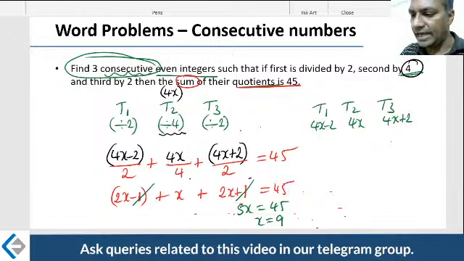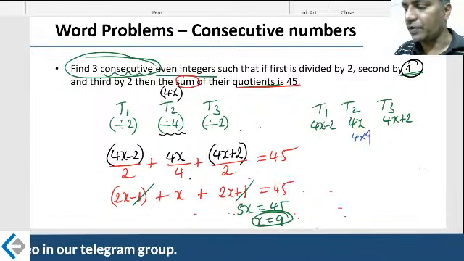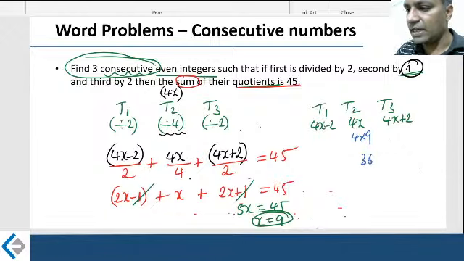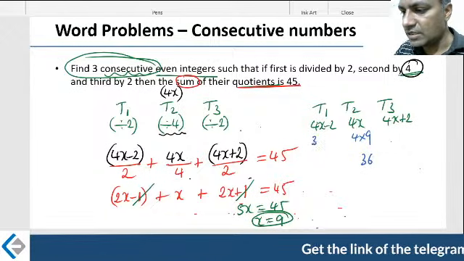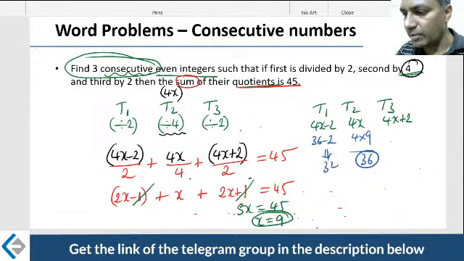So I can write it. The x is nothing but 9. Therefore, this number is 4 times 9, which is nothing but 36, right? And here it is going to be 36 minus 2 because you already know this is 36. This number is 34, and the number after this is going to be 38.